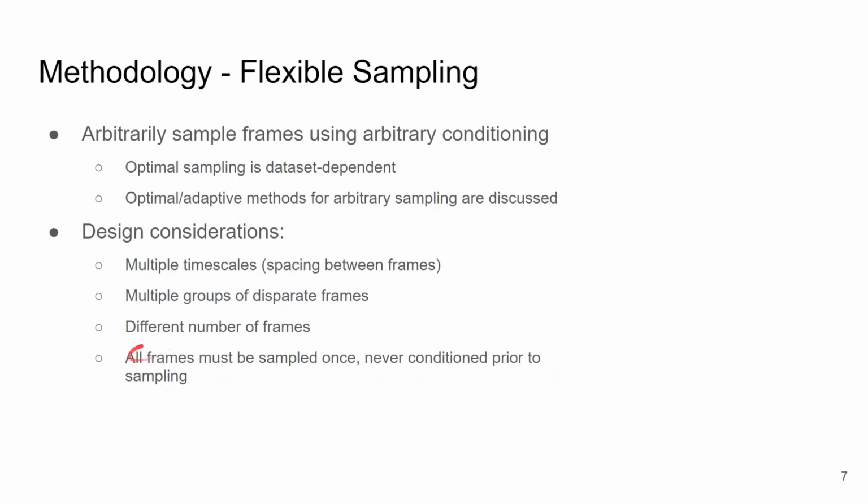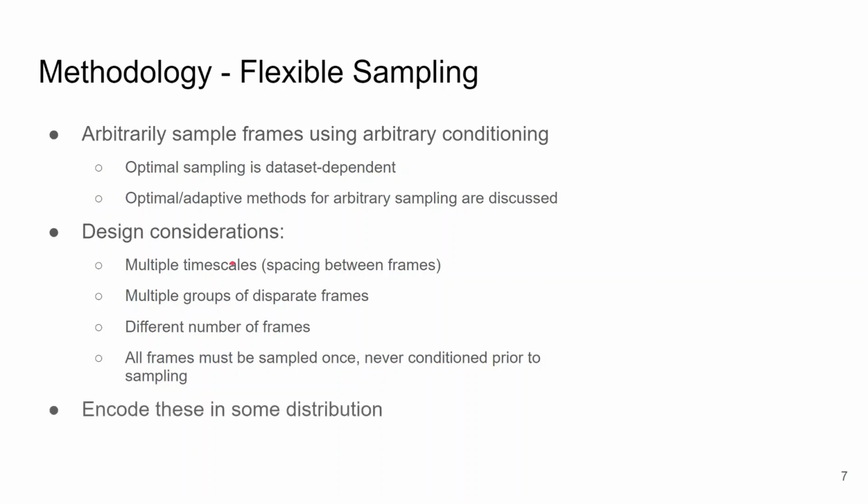being here, where all frames need to be sampled once, which is pretty straightforward. Every frame in the video should be generated. We don't want to leave out any frames or any gaps in the video. And more importantly, a frame should never be conditioned on before being sampled, before being generated, which is also pretty straightforward. You can't use a frame to condition on if it simply doesn't exist.